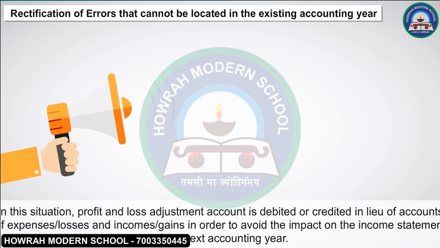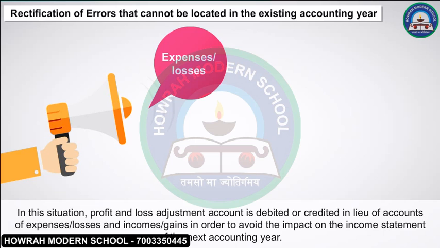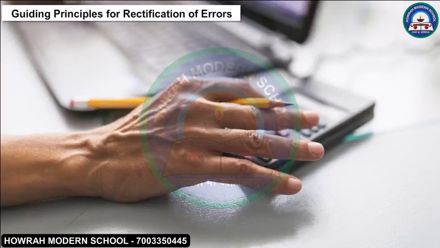In this situation, profit and loss adjustment account is debited or credited in lieu of accounts of expenses or losses and incomes or gains in order to avoid the impact on the income statement of the next accounting year. Guiding principles for rectification of errors.